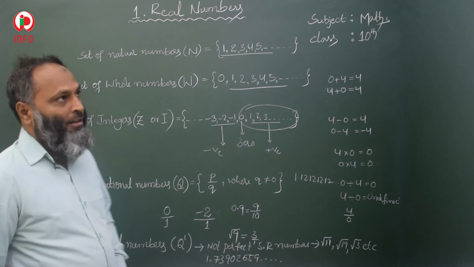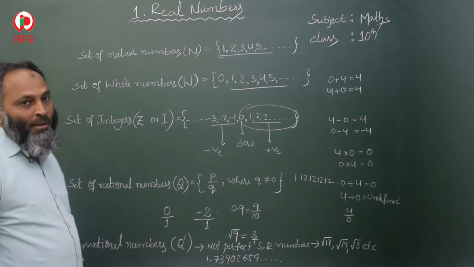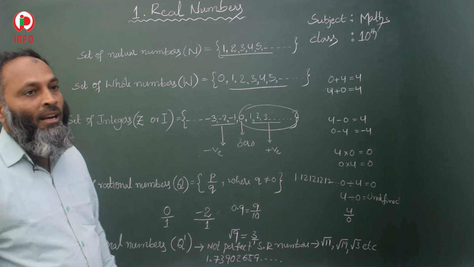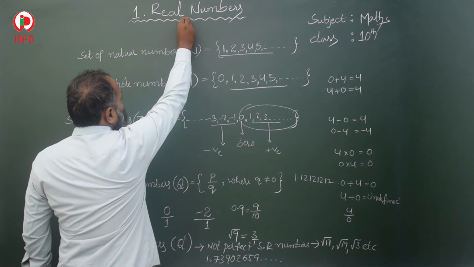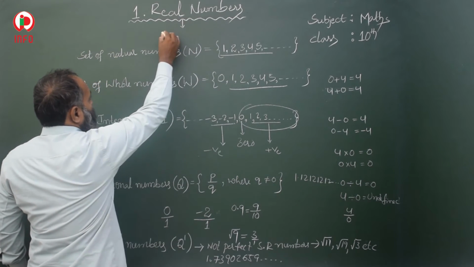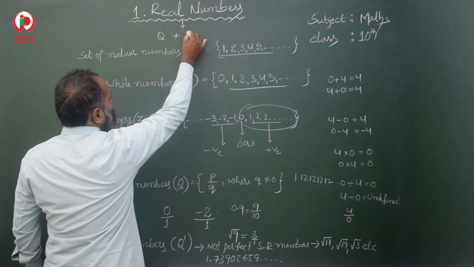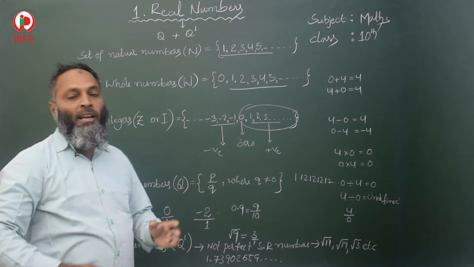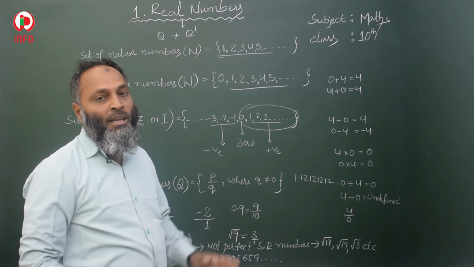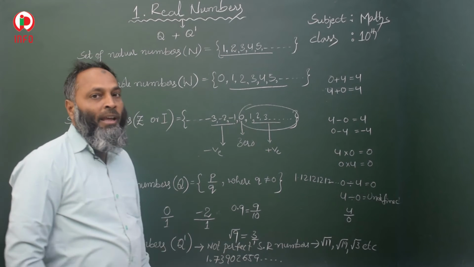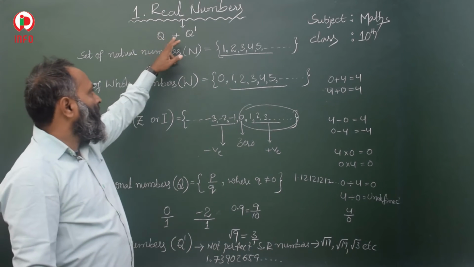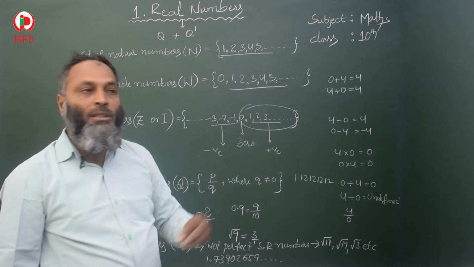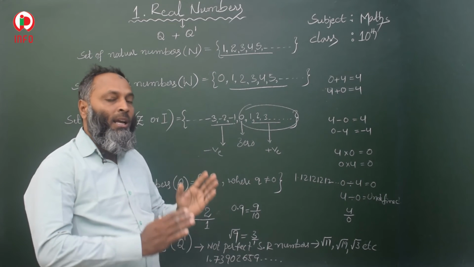Now after that, our chapter is real numbers. So what about real numbers? What type of numbers are real numbers? The real numbers are the numbers which are rational and irrational numbers. Rational numbers and irrational numbers are real numbers. That means Q plus Q dash. Q means rational numbers, Q dash means irrational numbers. Rational and irrational numbers are real numbers.